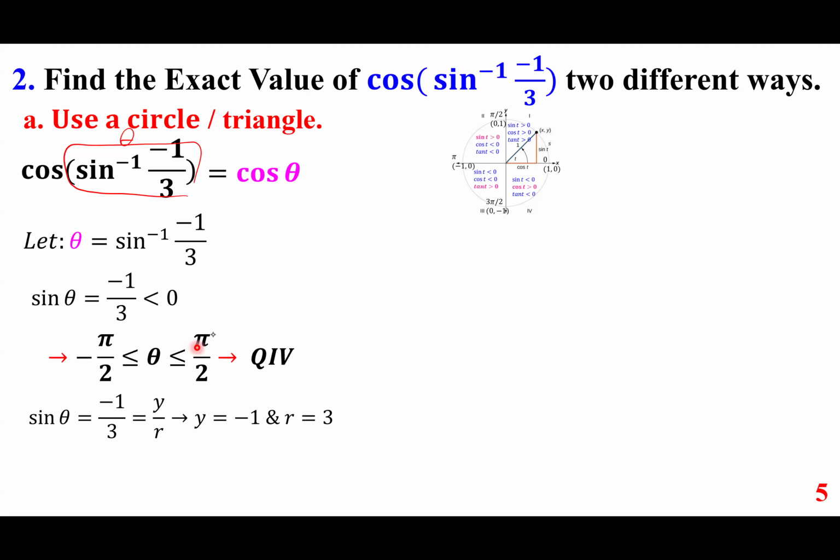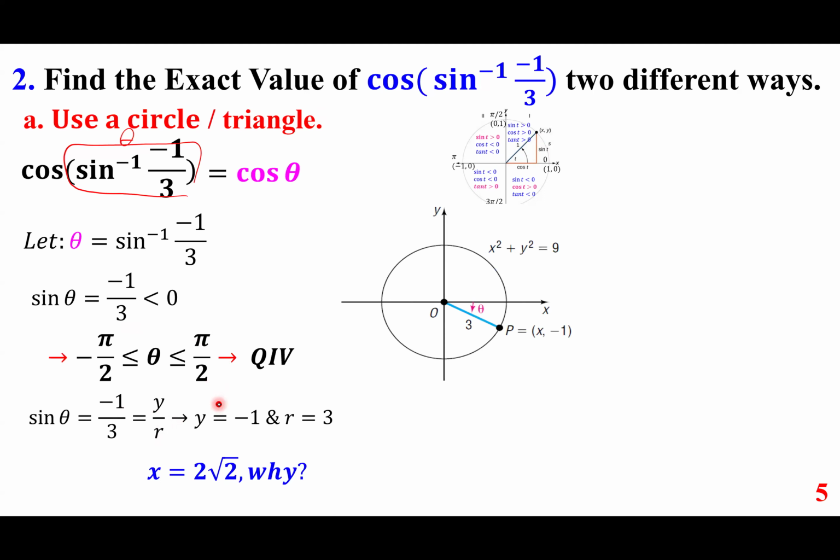So if we go with y over r, we want to look at it from two different points of view. Remember, r is always positive. It's either x or y which is negative. So y must be -1 because in the fourth quadrant, y is negative. And so we can calculate the x. How do we do that?